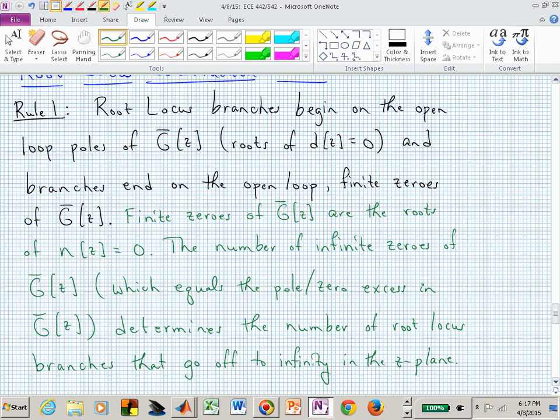The number of infinite zeros of g bar, which equals the pole zero excess, determines the number of branches of your root locus that go off to infinity. That's all we've been saying all along. That's rule number 1. That's almost a trivial rule. You just find your transfer function and plot your x's and o's. The hard part is going to be later when you have to sprinkle poles and zeros to try to stabilize a system. But we're not going there yet. You just now need to learn the rules.